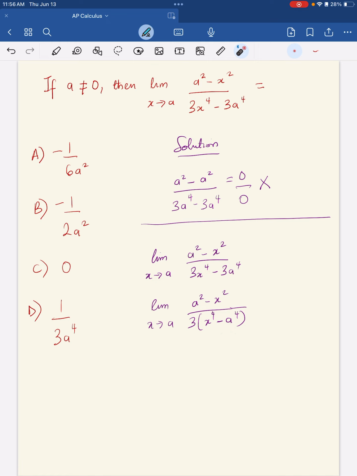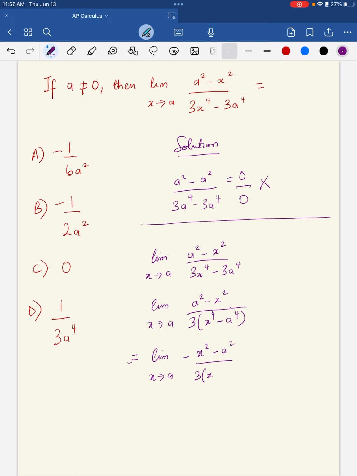Then I see here that I can do something and say this is the same thing as limit x tends to a of negative x squared minus a squared divided by 3 times x to the power of 4 minus a to the power of 4. If I put a minus in front of this, they are still the same thing, because this becomes minus x squared plus a squared, which is a squared minus x squared. So it's still the same thing. Then this becomes easier for me.